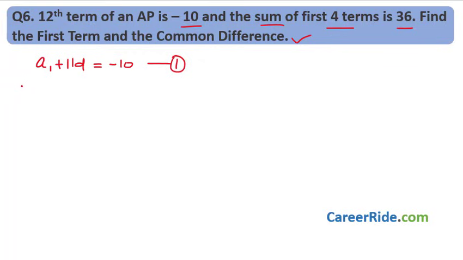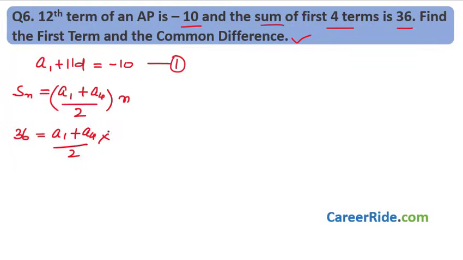Now what else do I know? I know that if I want to find the sum of n terms in an AP, the equation is the first term A1 plus the last term, that is A4 here, the fourth term that I want, divided by 2 and multiplied by n, the number of terms that we are taking. So in our case, it is given that Sn is equal to 36. The sum of the first 4 terms, 36, is equal to A1 plus A4 upon 2, multiplied by 4, the terms we are taking.